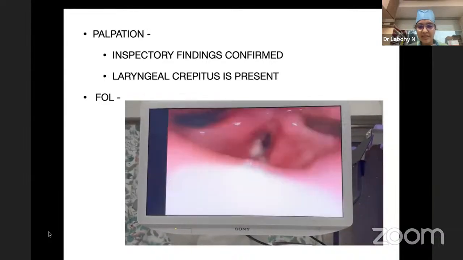The rest of the examination is normal. The AE folds, the bilateral piriform fossa sinus, the epiglottis, bilateral vallecula, base of tongue, they are all normal.